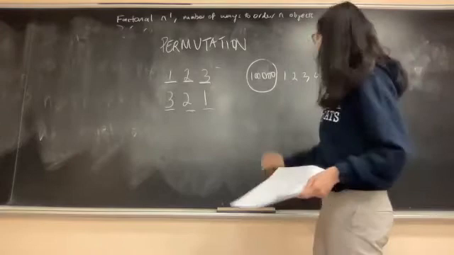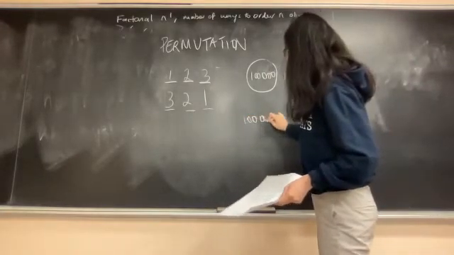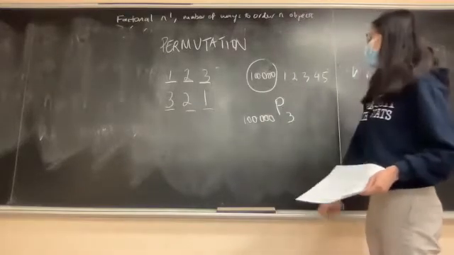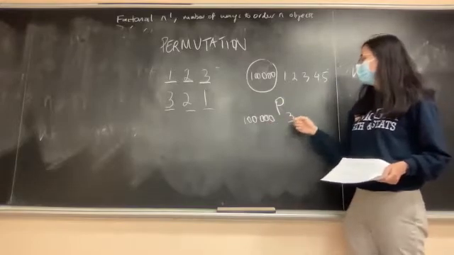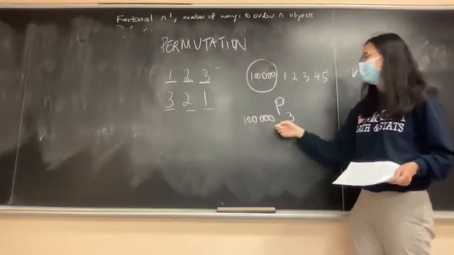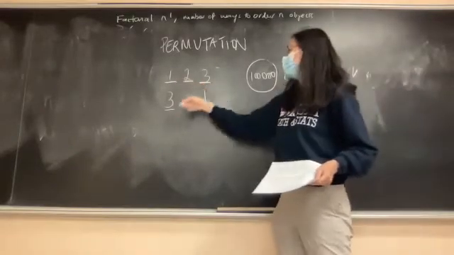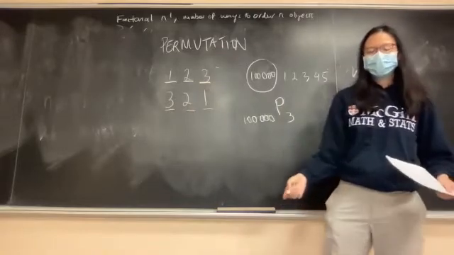So if let's say there's 100,000 people, it would literally be 100,000 P3, which is how many ways can you choose 3 from 100,000 where the order matters, which is basically where 1, 2, 3 and 3, 2, 1 are different. Does that make sense?